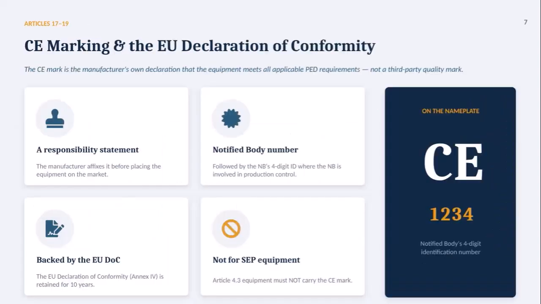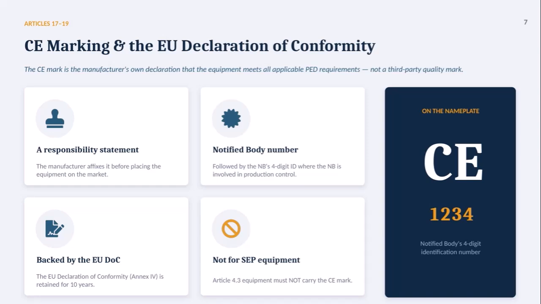Here, we focus on Articles 17 to 19, which cover CE marking and the EU Declaration of Conformity. The CE mark is essentially the manufacturer's own statement, confirming that their equipment complies with all relevant pressure equipment directive requirements. Importantly, it's not a third-party quality certification, but a responsibility that the manufacturer accepts before placing the product on the market. When a notified body is involved in production control, their 4-digit identification number appears alongside the CE mark.